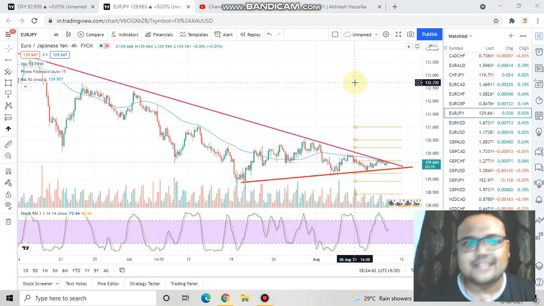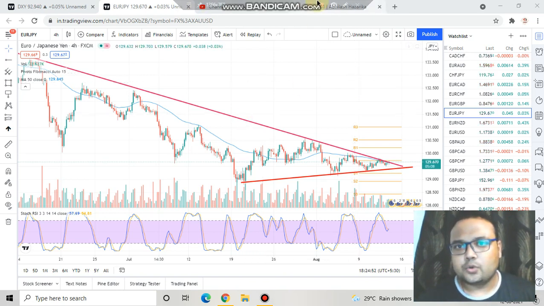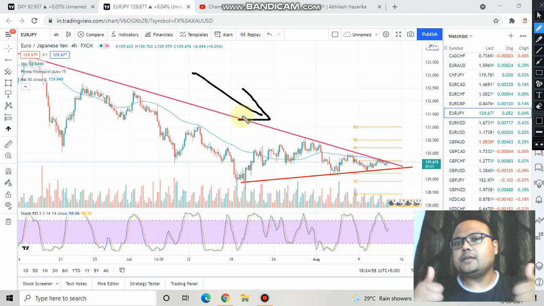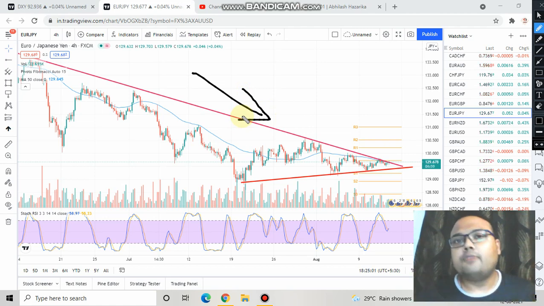So let's get started. This is the 4-hour chart of EURJPY, Euro Japanese Yen, in front of us right now. As you can see, this market is in a downtrend, there is no doubt about it. And as we know, the thumb rule or basic rule of the market says: follow the trend. Follow the trend means if a market is in an uptrend, we should mainly look for buying opportunities, and if a market is in a downtrend, we should mainly look for selling opportunities.